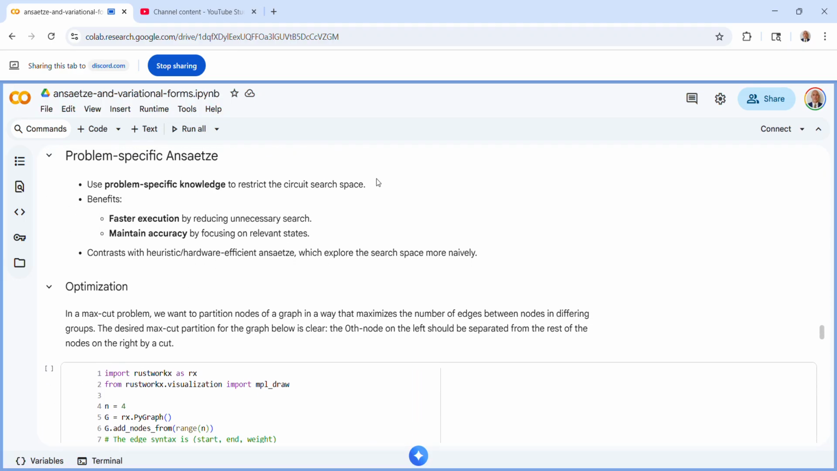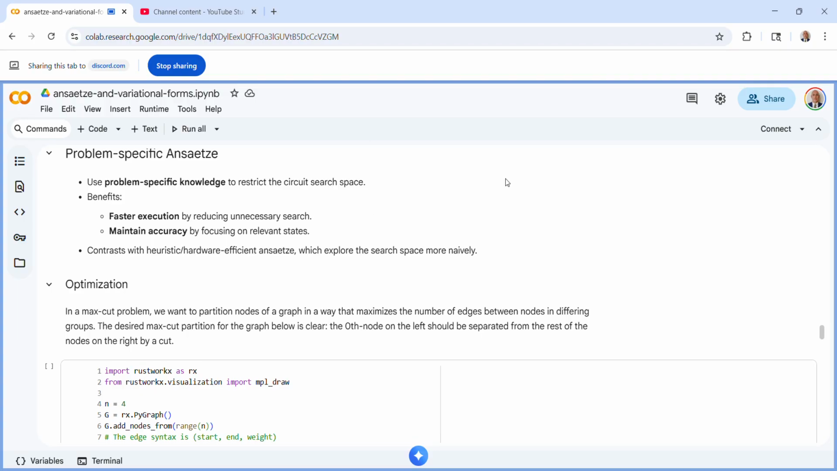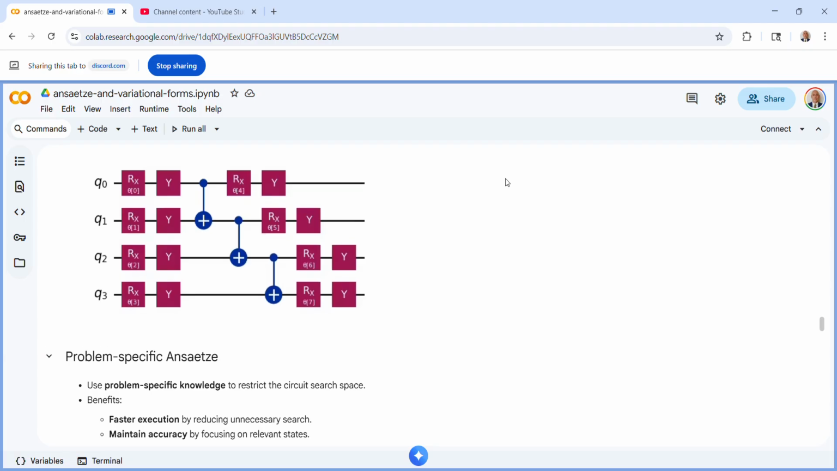You can become more problem specific, where you can restrict the circuit search space. Perhaps instead of searching the full superposition, you exclude some possibilities that aren't possible in your search space. I'm not diving into this too much more here. IBM has a really great tutorial talking about ways of constricting that search space. So this is how we build ansatz.